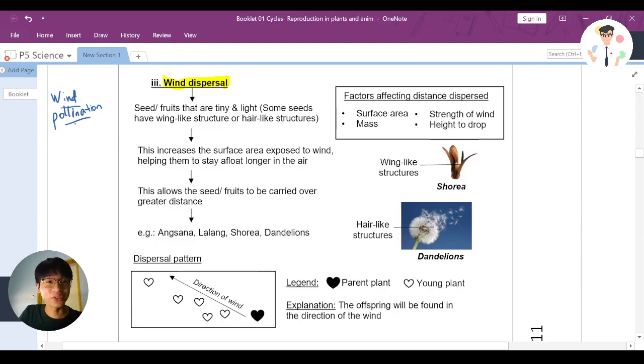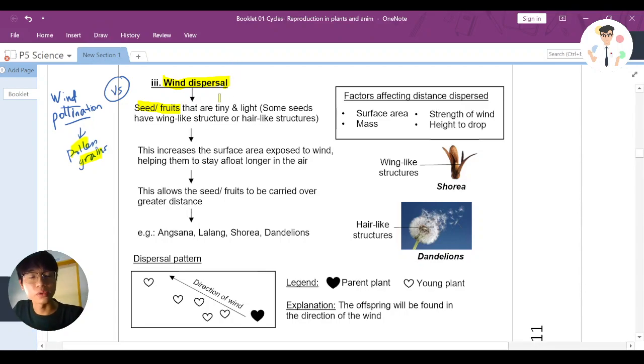Again, pollination is a transfer of what? Pollen grain. But in this case, wind dispersal is the transfer or the dispersal of seeds or fruits. So do you see the difference? This is seed or fruits, this is pollen grain. So it's something that is different. It's very important for you to take note of the difference here before you learn the new concept here, the wind dispersal.